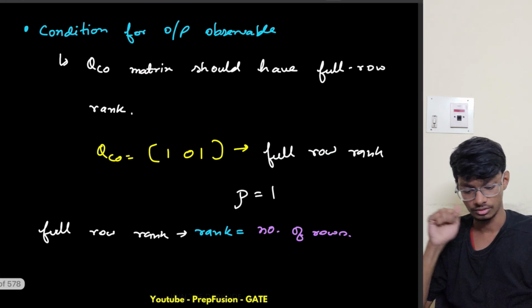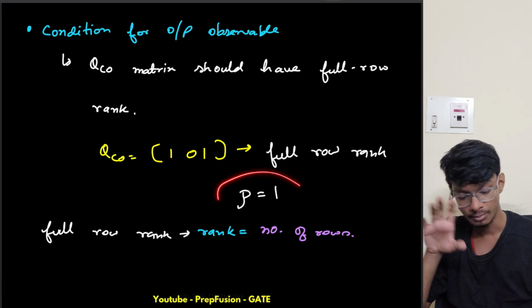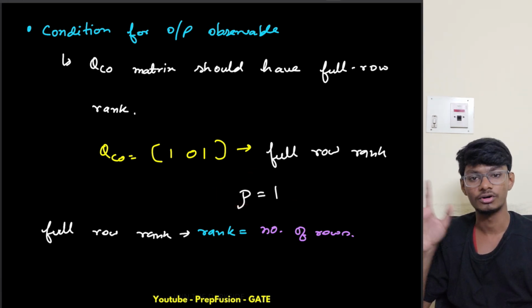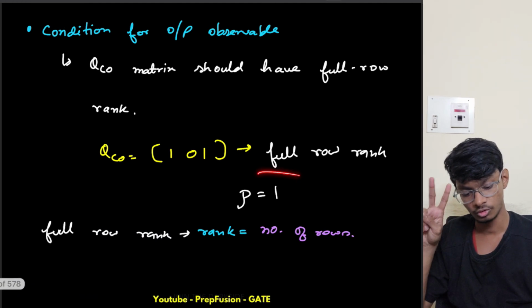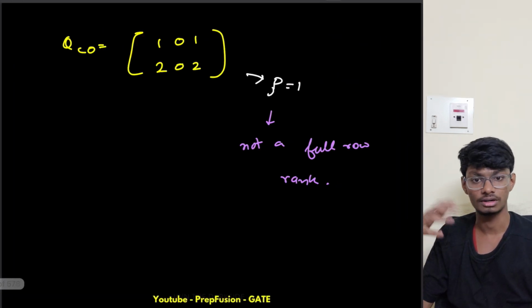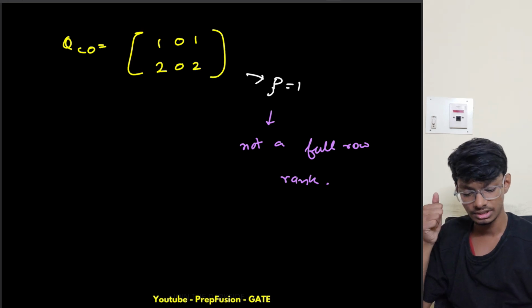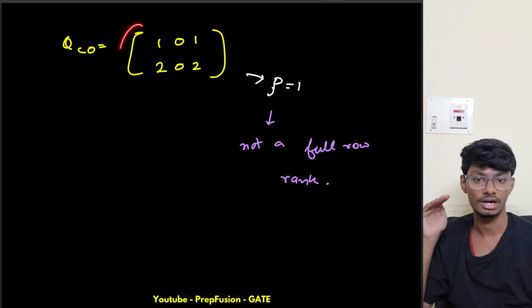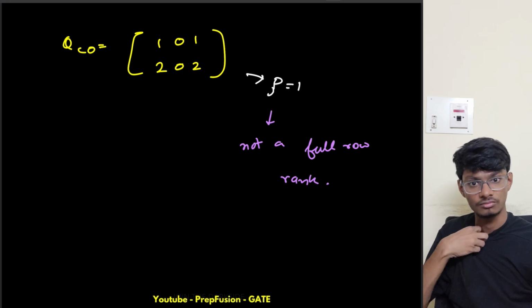So rank, row matrix, all this we'll understand in mathematics. But even if you get a basic idea of what this rank means: the full row means the number of rows, and rank means how many rows or columns are independent. Here, what do you see? This is twice of this one. So how many independent columns or rows are present in my matrix? That is basically my rank.